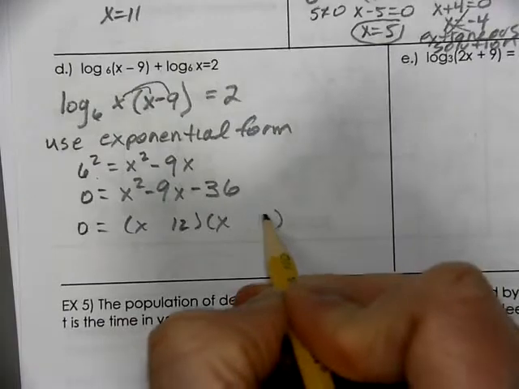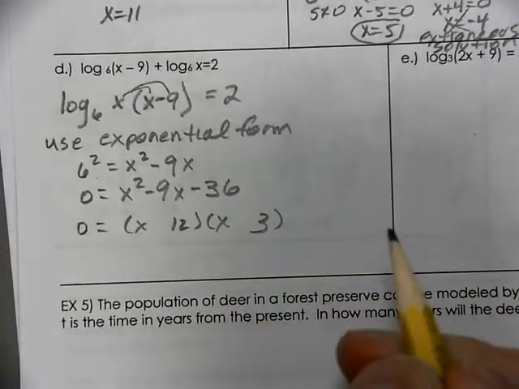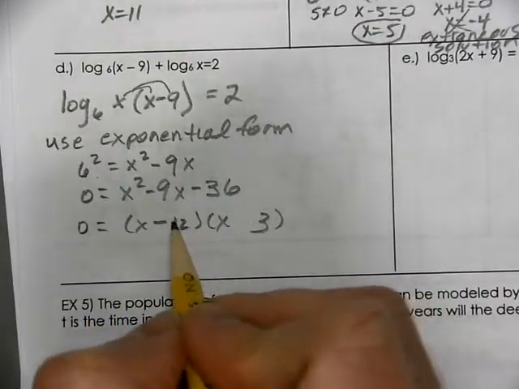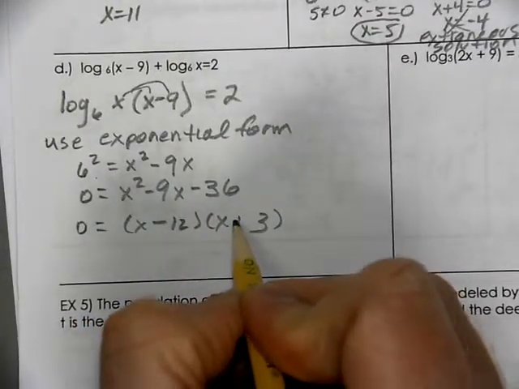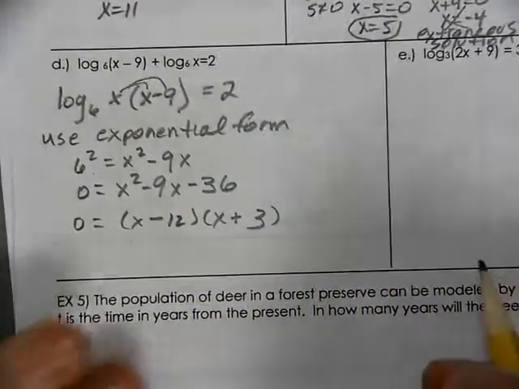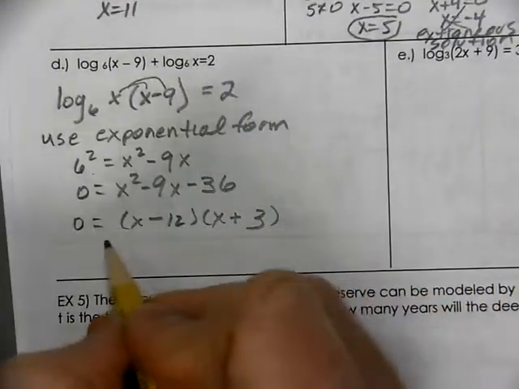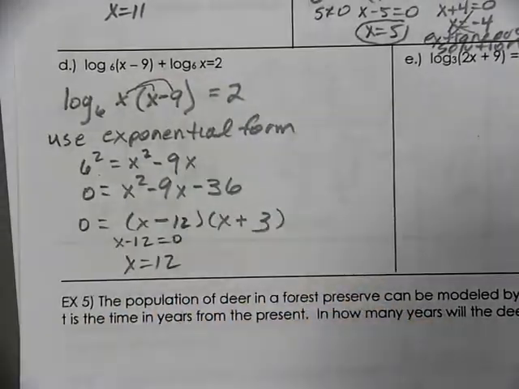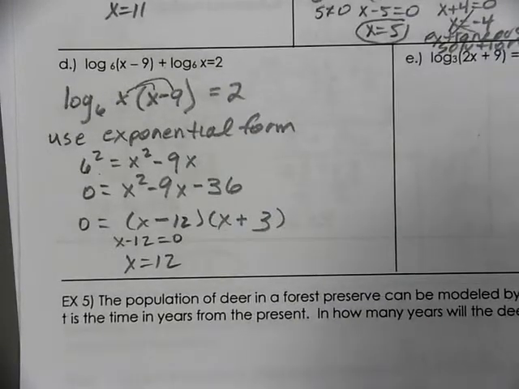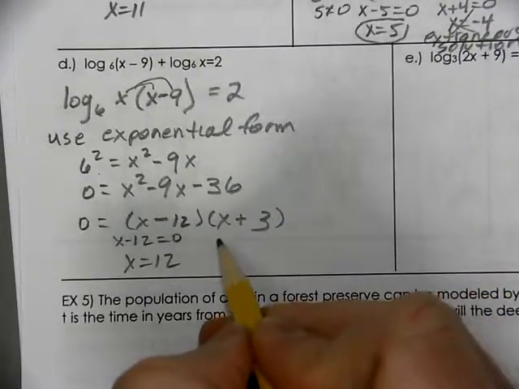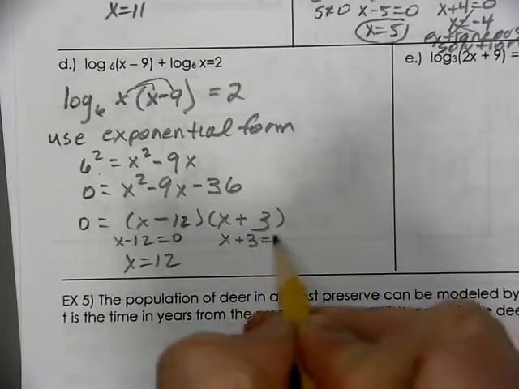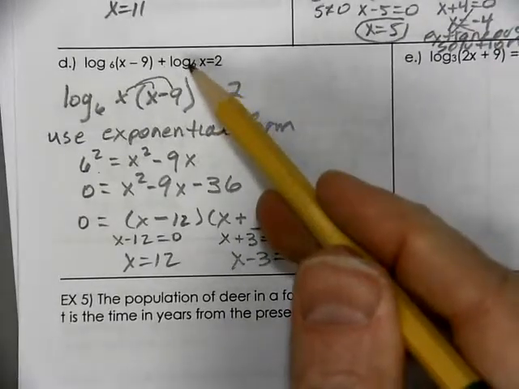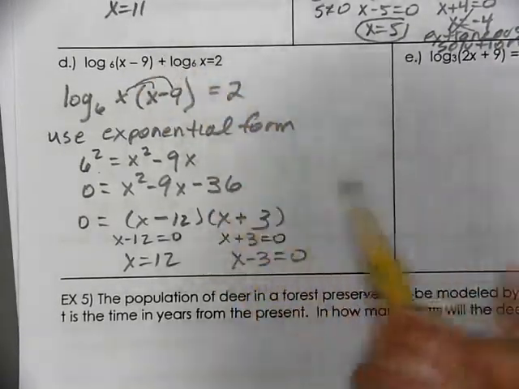And I know that 12 and 3 multiply to be 36. I need more negatives than I do positives, because it adds to be a negative, but it's got to be a negative 36, so the product has to have a positive and a negative number. So I'll set x minus 12 equal to 0, zero product property, and get negative 3.